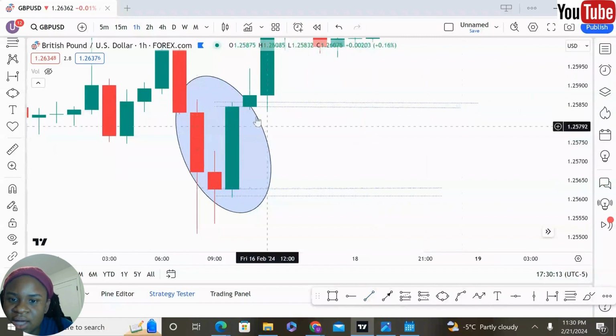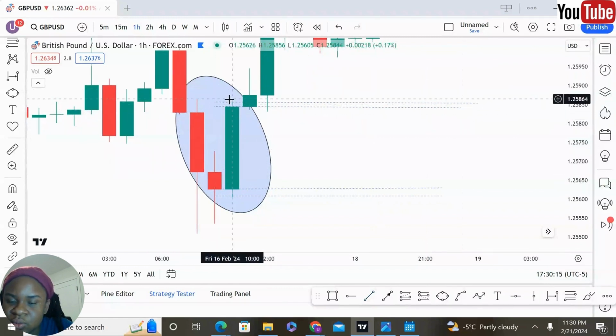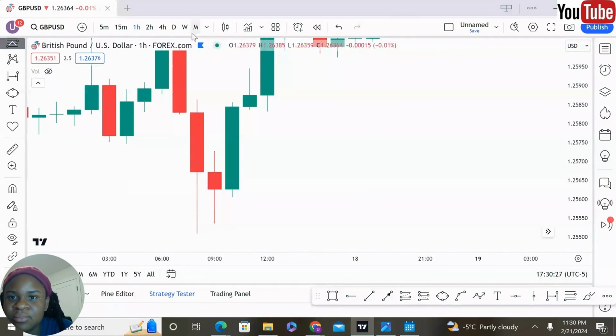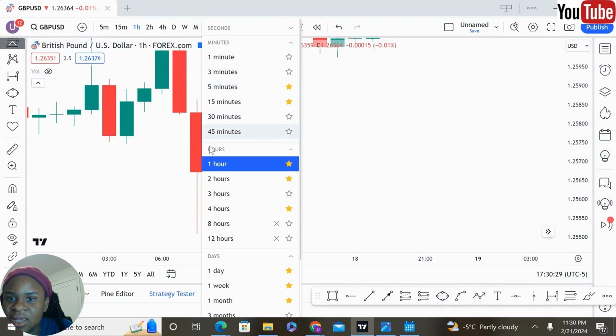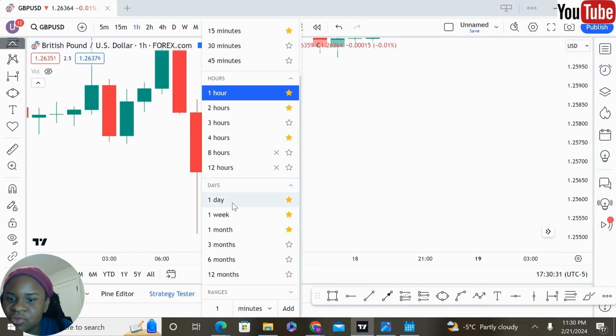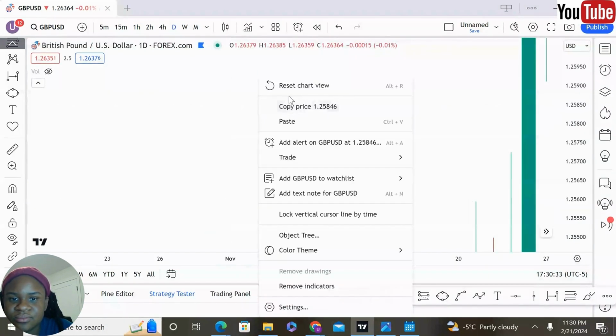Now, this one candle means this whole candle is for 1 hour. Meaning it started from 1 minute, 2 minutes, 3 minutes, 4 minutes, 5 minutes, like that for 1 hour. Now, I'm not going to use this hour as an example. You can come in here and check your time frame. I'm going to start with the 1 day candle.